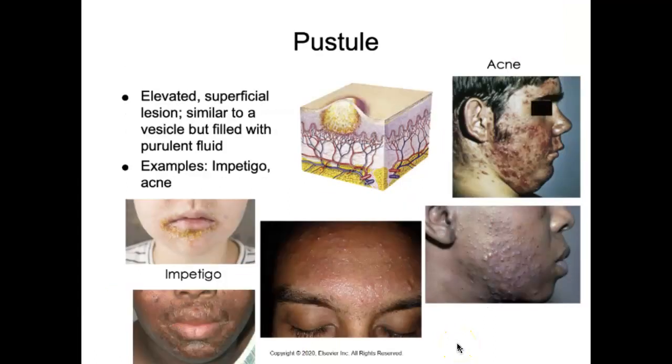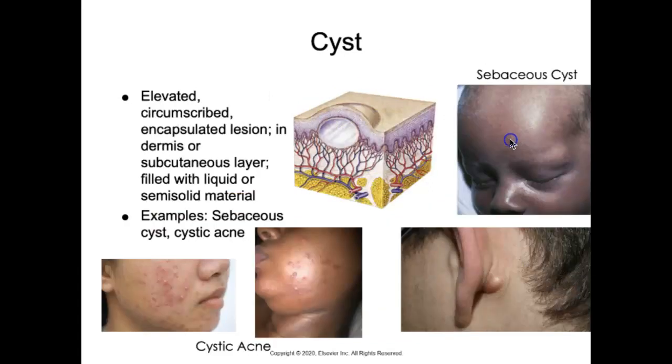Next, we have a pustule, and this is going to be elevated. It is superficial, so found in the epidermis, and is similar to a vesicle, but it's filled with a purulent fluid. So cases of this would be impetigo, and you can see the differences between the skin tones here, as well as acne.